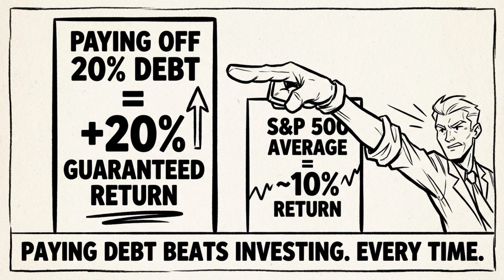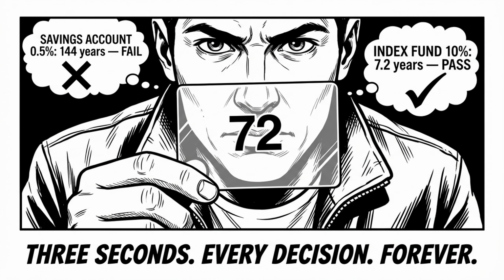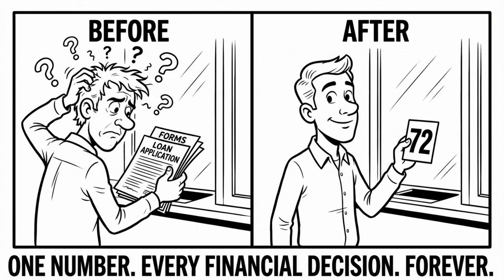3. Beat inflation. 3% inflation means your purchasing power halves in 24 years. Any money not earning more than 3% is silently shrinking. Full stop. 4. Use it as a filter. Before any financial decision, apply 72. How long does this double? Is that acceptable? Does this debt double faster than this investment grows? In 3 seconds, you have a framework most people never develop.